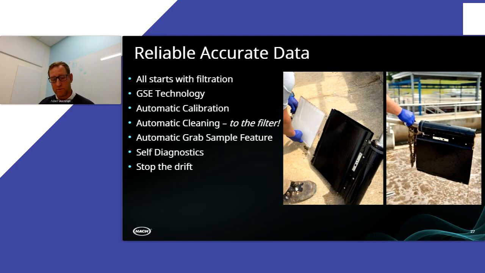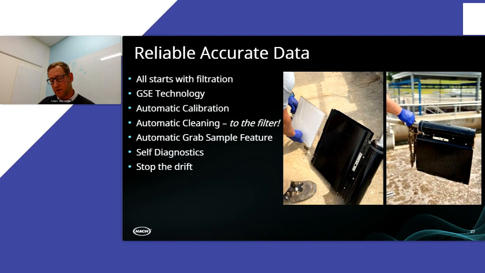What we have here is an automatic grab sample feature where we have a 100 ml sample container inside the analyzer. It's pulling a filtered sample through the filter. The analyzer is splitting the sample, taking a reading, and then giving you the rest of that sample to take the exact same sample back to the lab and run it in the lab, and then you've taken out all of the sampling questions.